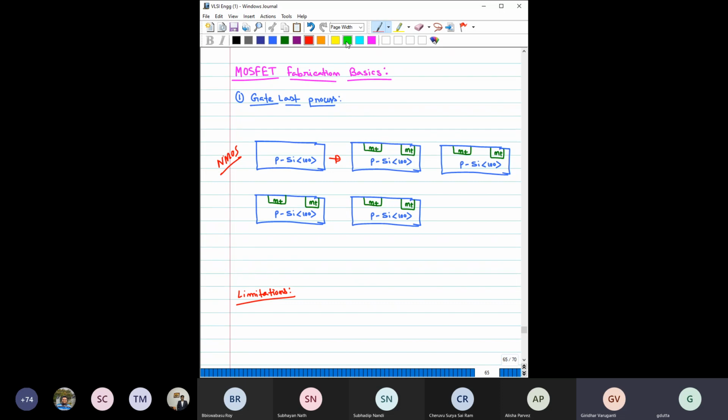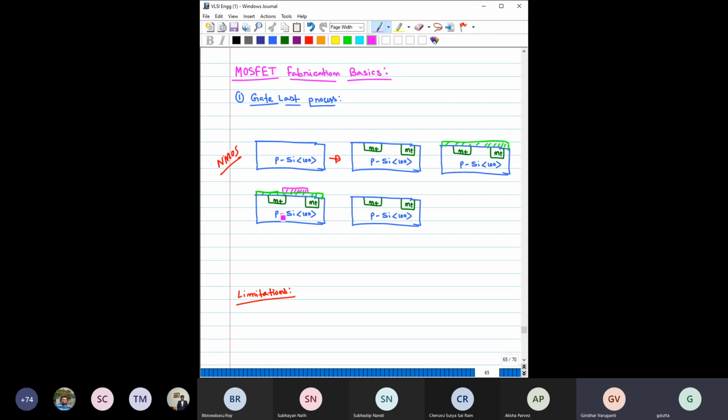So the third step would be to grow an oxide on top of this. So this is basically the gate oxide. And the fourth step would be, right on top of this oxide, once it has been grown, you deposit and pattern the gate metal. So say this gate metal we are patterning, and this gate metal is like this.